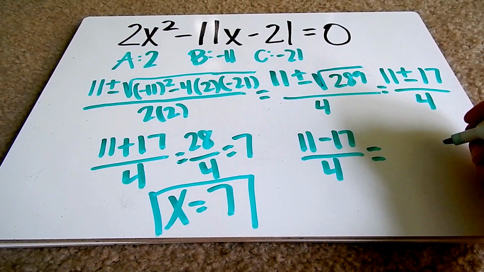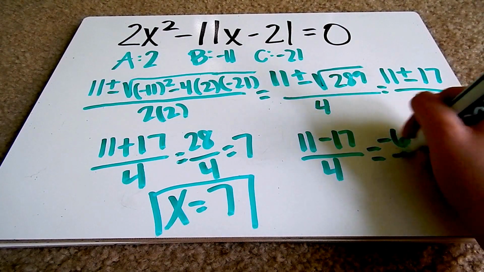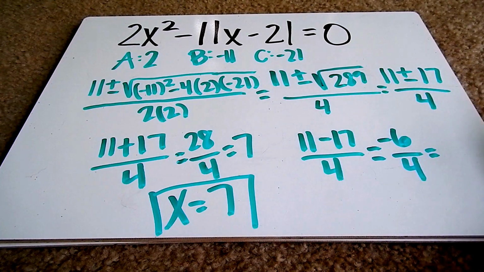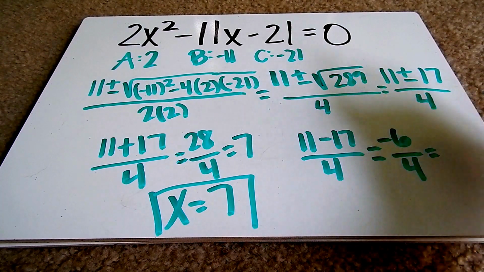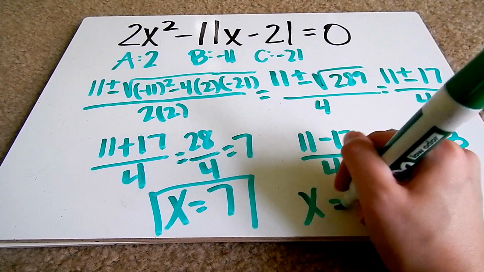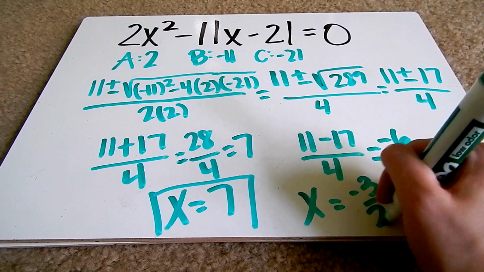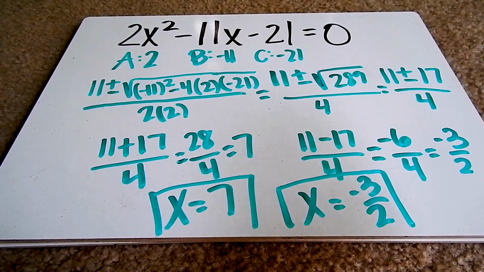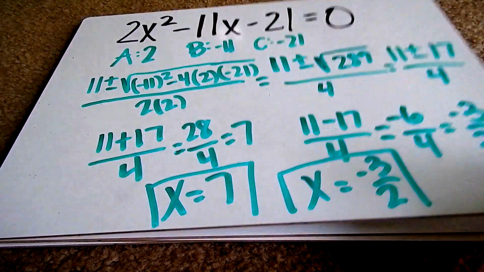11 minus 17 is -6. Divide that by 4. That's going to give us a decimal, but let's just reduce the fraction to -3/2. So our second answer is going to be -3/2. Those are our two answers.